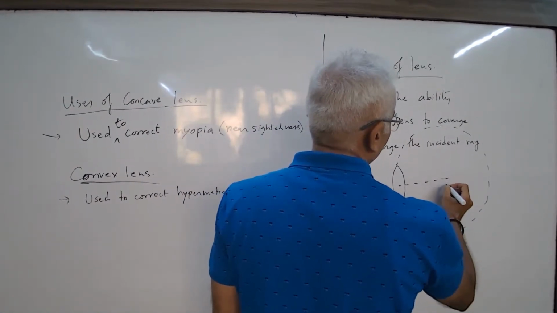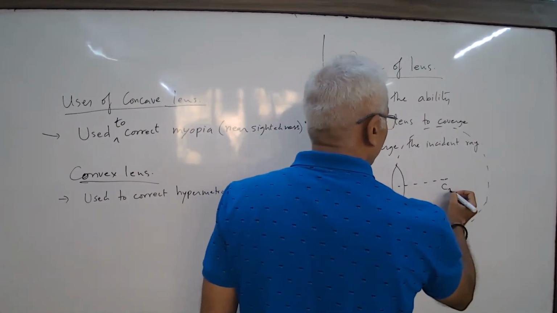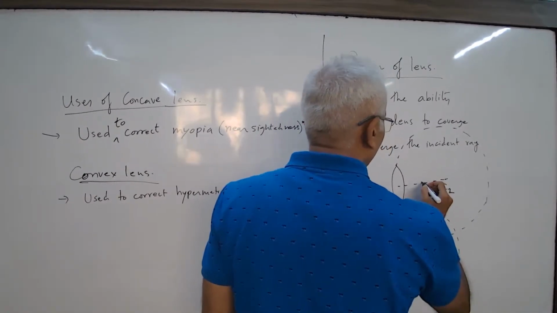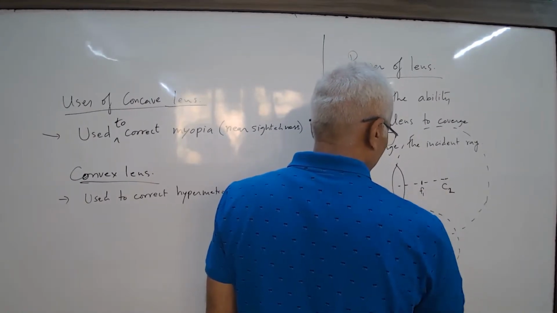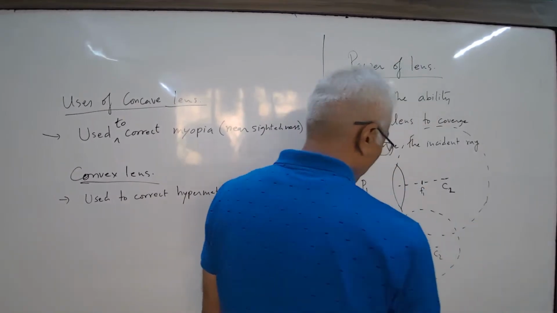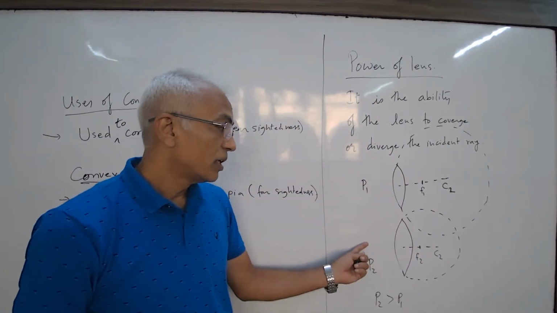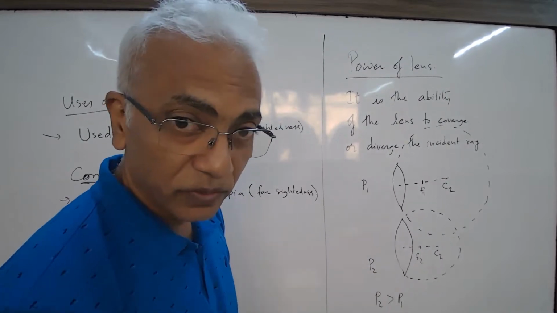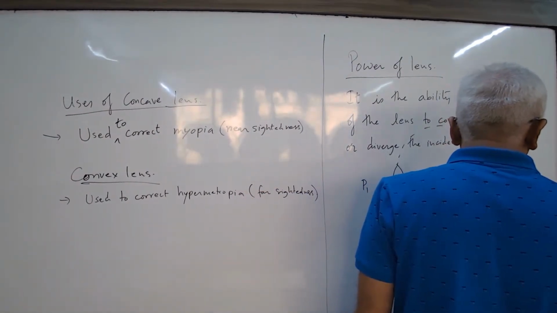So this is C1 and this will be C2. If I call this length F1, this is the length F2. Which is smaller? F2 is less than F1. So the lens with more power has small focal length. So there is an inverse relation. Power is defined as reciprocal of focal length. This is the definition.